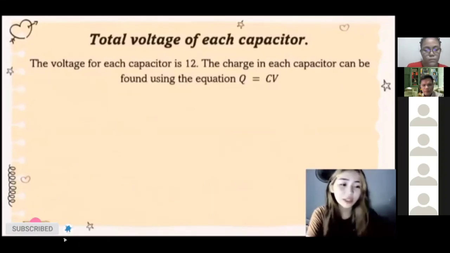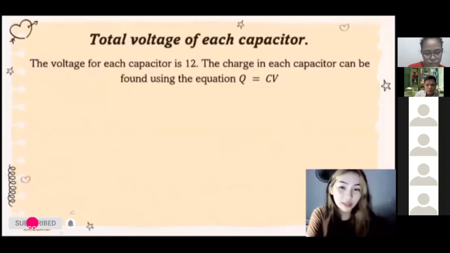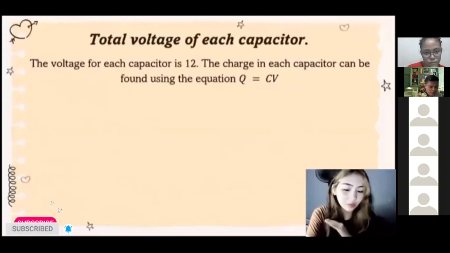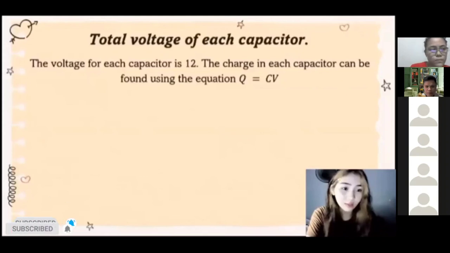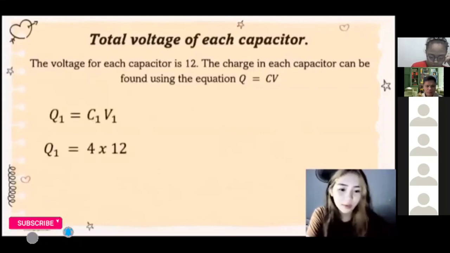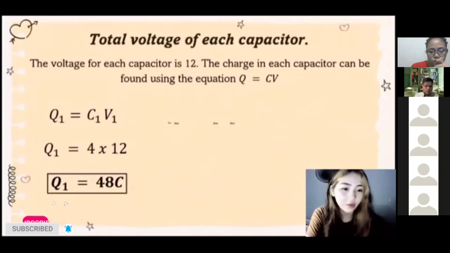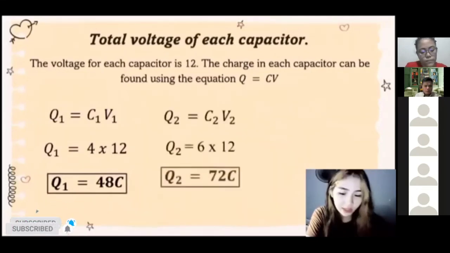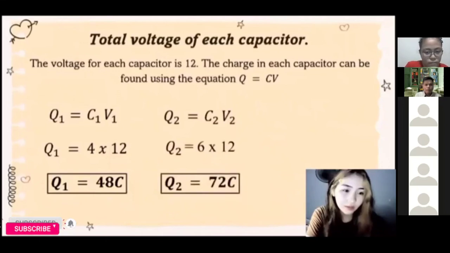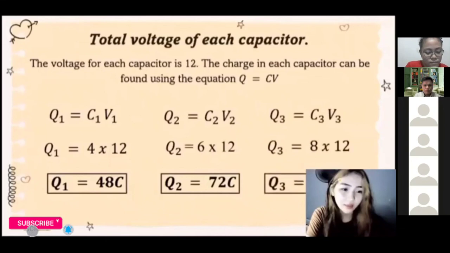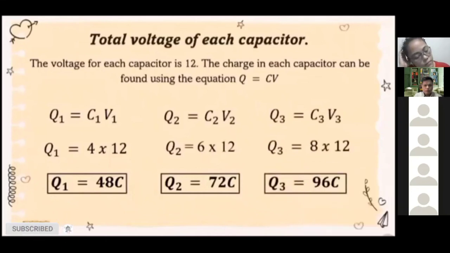So, kanina ang given voltage sa problem natin is 12. So, that will be the total voltage ng circuit natin. Pare-parehas na sila ng voltage. So, yeah. For Q1, we have this C1 times V1. Substitute lang natin. 4 times 12 is equals to 48. Next, Q2, substitute and multiply, you will get 72. And for Q3, substitute lang din, same process, and 96.